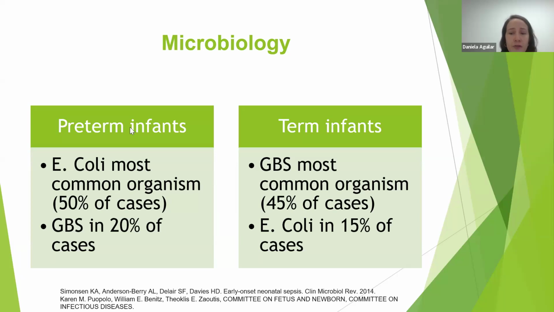Studies continue to identify GBS as the most common bacteria isolated in early onset sepsis cases among term and late preterm infants, accounting for 45% of all cases, followed by E. coli in 15% of cases. The remaining cases are caused primarily by other gram-positive organisms, and 5% are caused by other gram-negative organisms. Staphylococcus aureus and Listeria are less common causes of early onset sepsis among term infants.